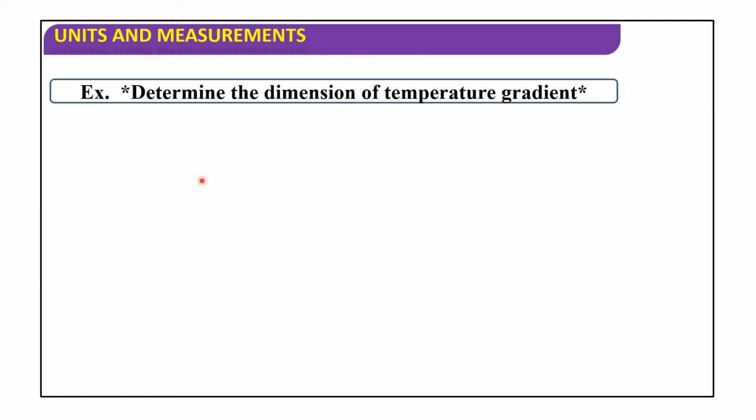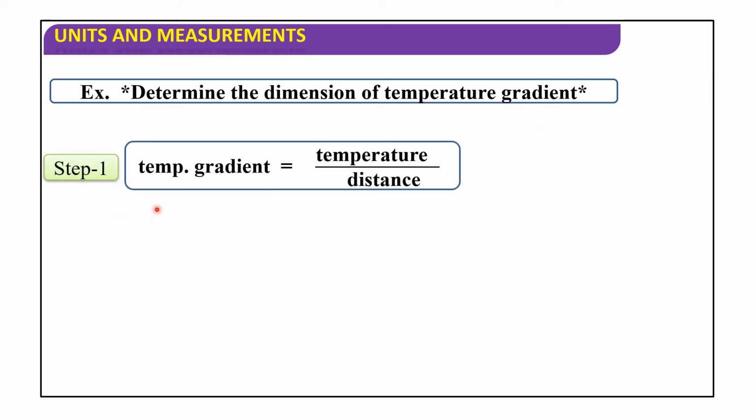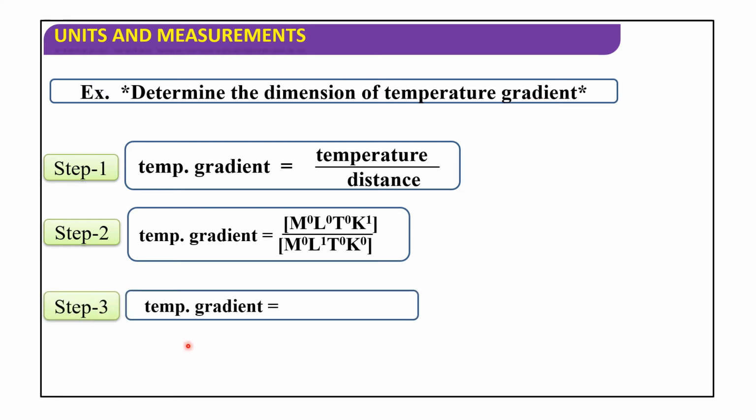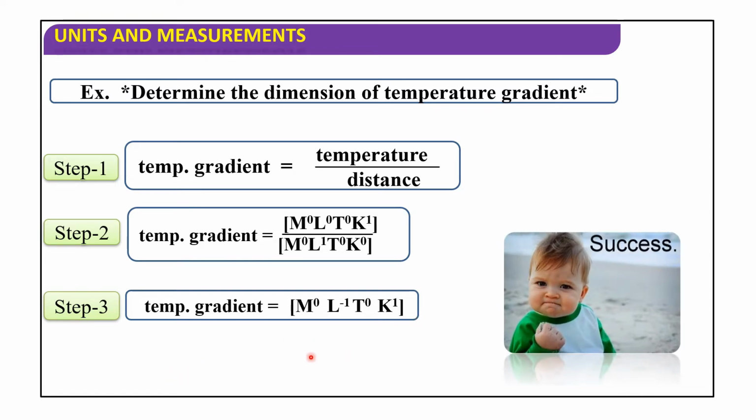Now next example is determine the dimension of temperature gradient. First step, temperature gradient is equal to temperature by distance. Second step, the dimensional formula for temperature is M^0 L^0 T^0 K^1 and the dimensional formula of distance is M^0 L^1 T^0 K^0. Step 3 is finally temperature gradient is equal to M^0 L^-1 T^0 K^1. So this is the dimension of temperature gradient.